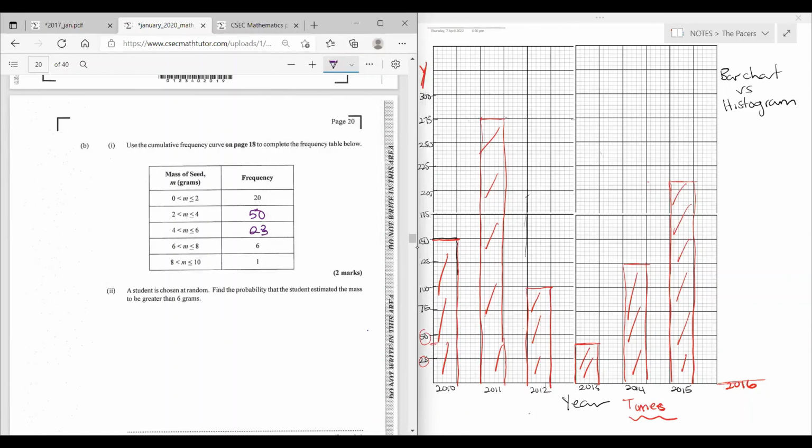23. Nice. A student is chosen at random. Find the probability that the student estimated the mass to be greater than 6 grams. So if I pick a student at random, what is the probability that they would have estimated the mass to be greater than 6? What sections are we looking at? Greater than 6.